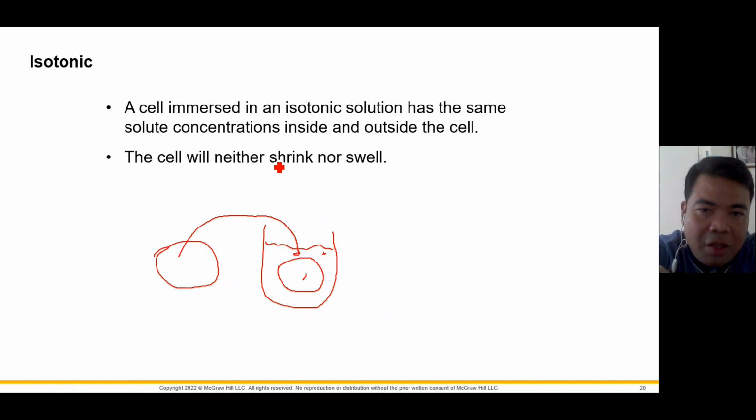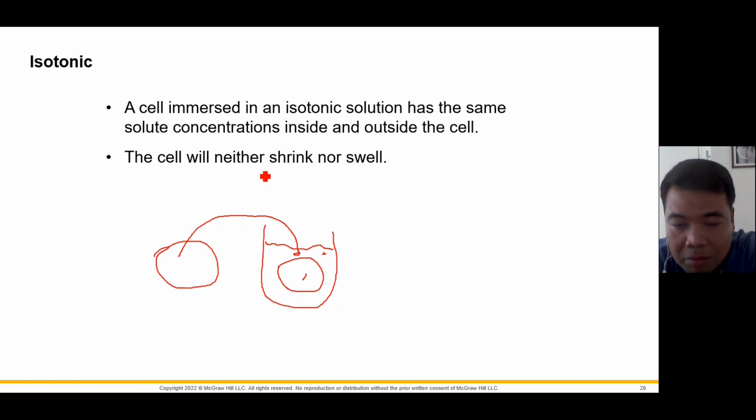So therefore, the cell will neither shrink nor swell because it is said to be isotonic. The cell will remain the same or normal. One very good example of an isotonic solution is our plasma. Yung plasma natin, or yung serum, the liquid portion of your blood, is called plasma.